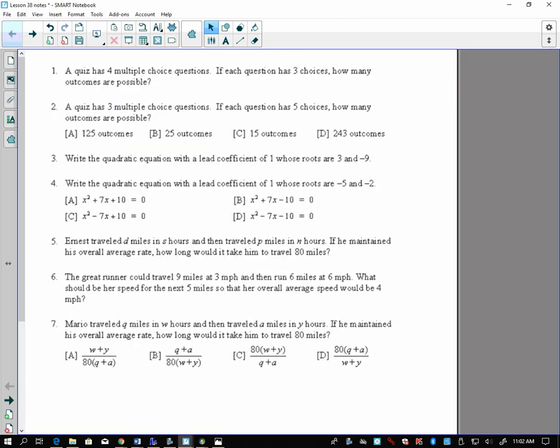All right, and our last set of questions here is 5, 6, and 7. This is overall average rate questions. So it's still rate. It's still dirt, right? Distance equals rate times time. Rate equals distance over time. Time equals distance over rate. But because we're doing overall average rate, we're looking at overall average distance over overall average time, and that's going to give me my overall average rate. Does that make sense somewhat?